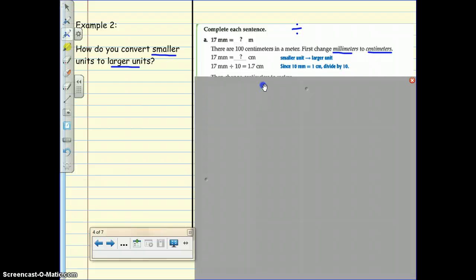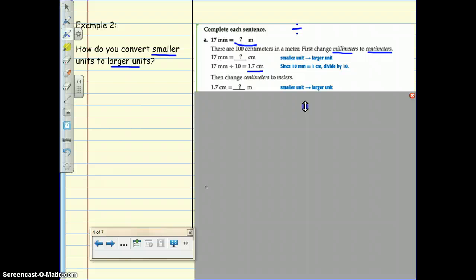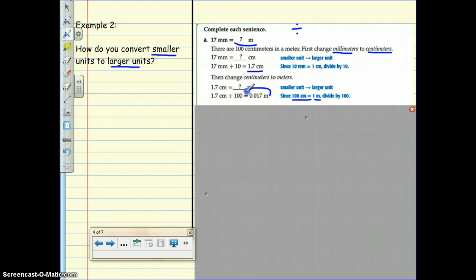So now we know how many centimeters there are, but that doesn't answer our question. We want to find out how many meters there are. So to go from centimeters to meters, we need to think about, again, going from smaller units to larger units. So we are dividing, and there are 100 centimeters in 1 meter, so we divide by 100. Our final answer is 0.017 meters.